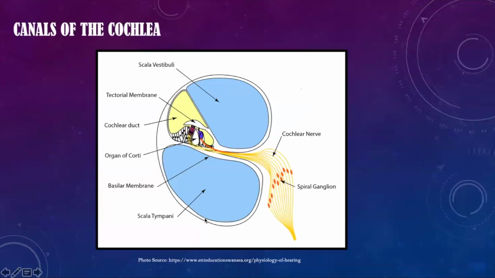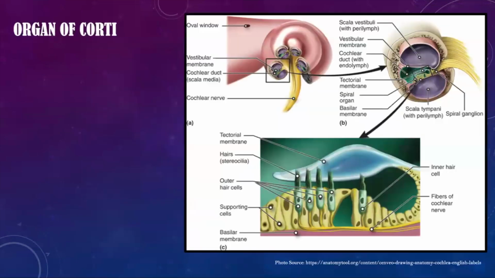But first, let's look at the cross section of the cochlea so we can get a better understanding of how these structures look. So we have the scala vestibuli, which is the ascending tract, and the scala tympani, which is the descending tract. And then lying between them, we have the cochlear duct. And inside the cochlear duct, we have a very important structure called the organ of Corti. And we'll dive deeper into that right here.